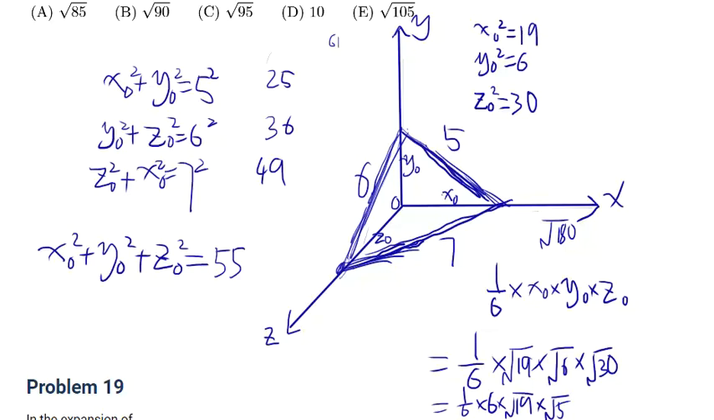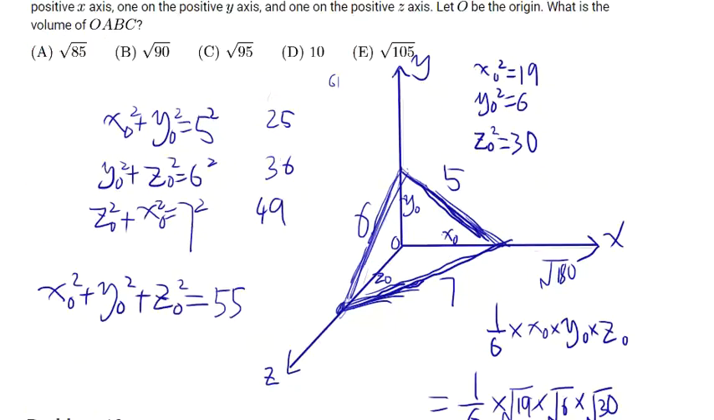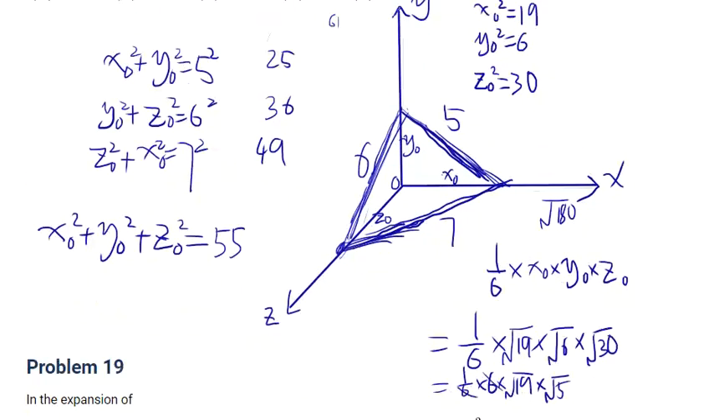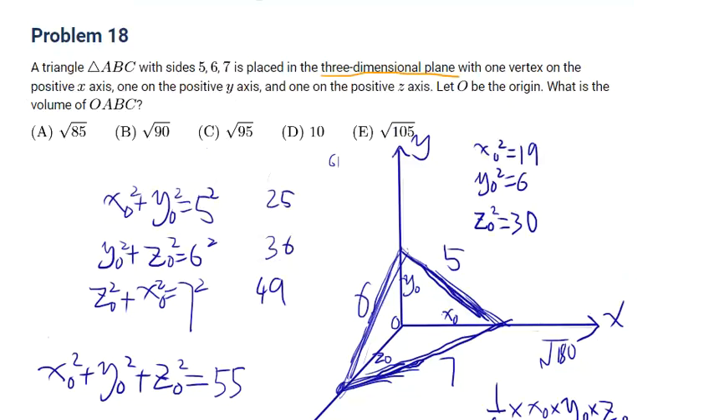Root 5. 30 is 6 times 5. These two make 95, and these two cancel out. So the final answer will be C, root 95.